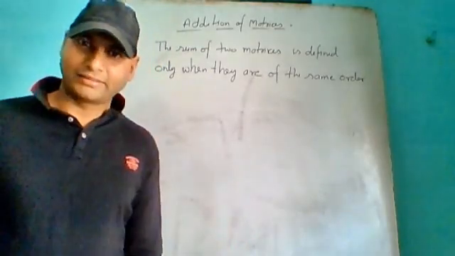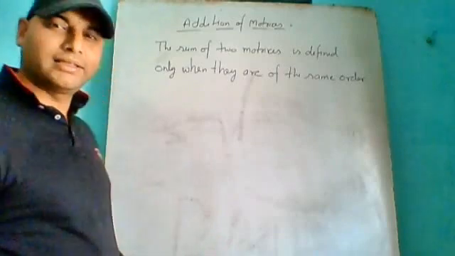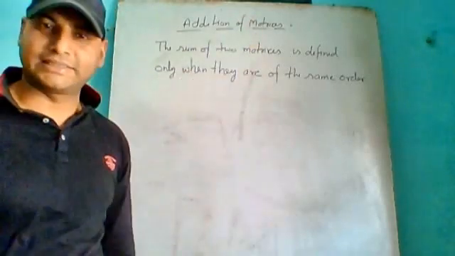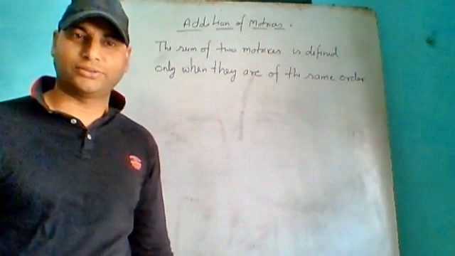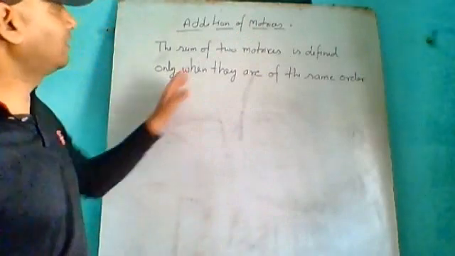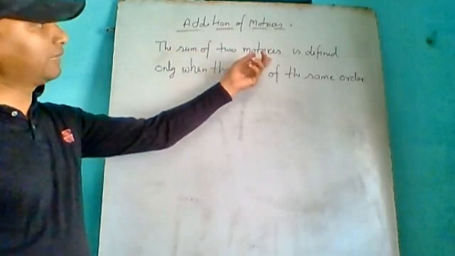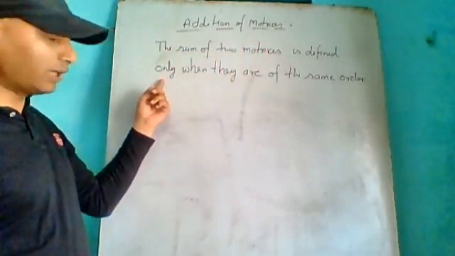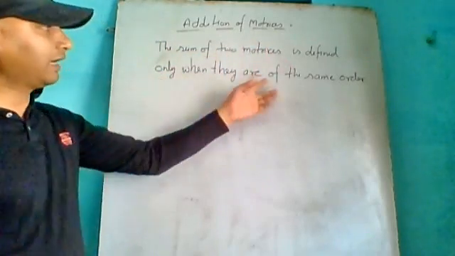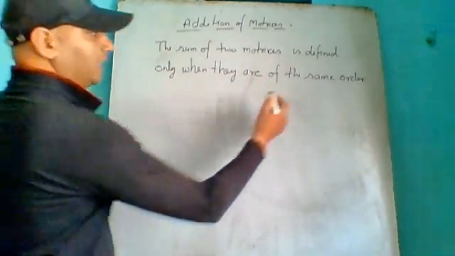Let's begin. Today's topic is Maths: addition of matrices. How can we add two matrices? For the definition of the addition of matrices, the sum of two matrices is defined only when they are of the same order. They are of the same order, right?